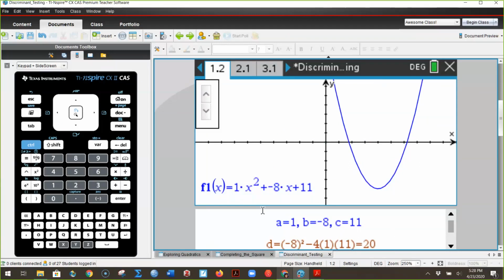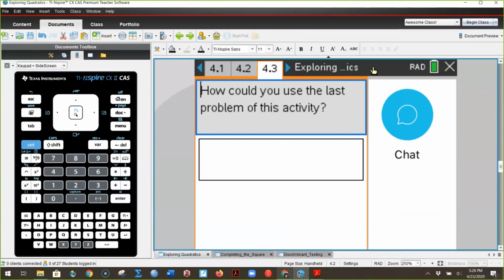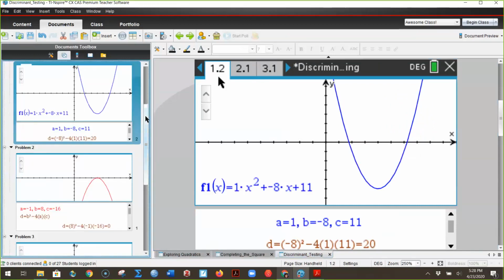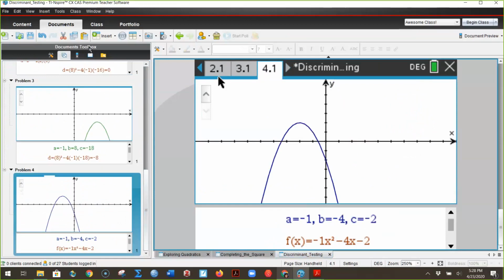Okay. So there's one more thing about this actual activity that I really, really like. And before I show it, I want you to think about how you would use this last problem or this last page of this activity in your classroom if you were working with discriminants. So I'm going to go to discriminants. And again, if I'm looking at my slide here, that showed me that I'm on problem 4. This is my last problem.